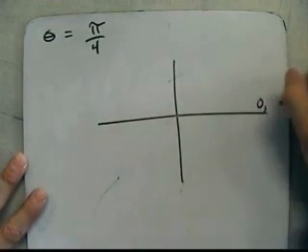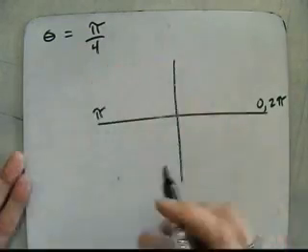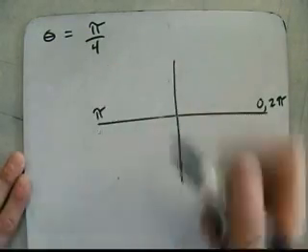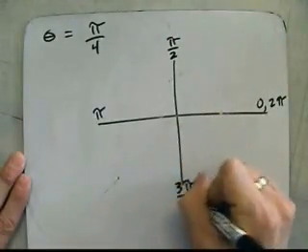That's always good to say. I'm going from 0 to 2 pi. All the way over here is pi. One full circle is 2 pi. Halfway over is pi. Straight up is pi over 2. Straight down is 3 pi over 2. It's always good to start that way.